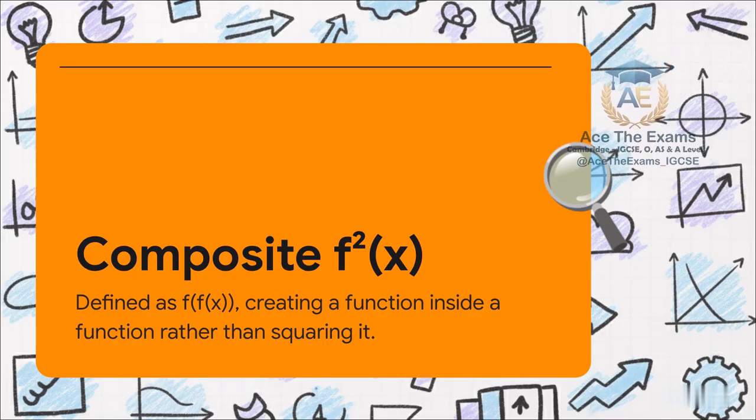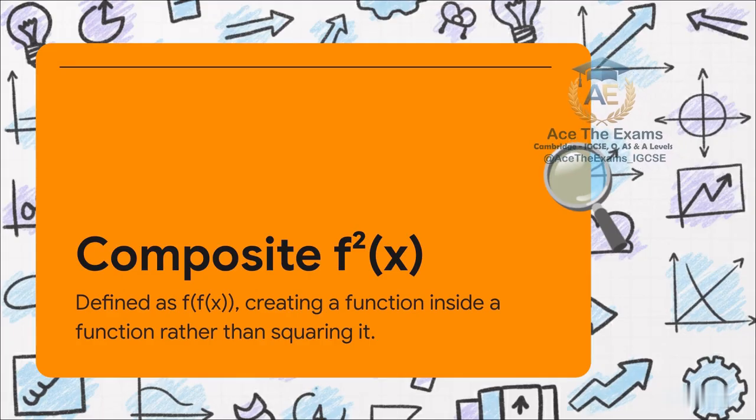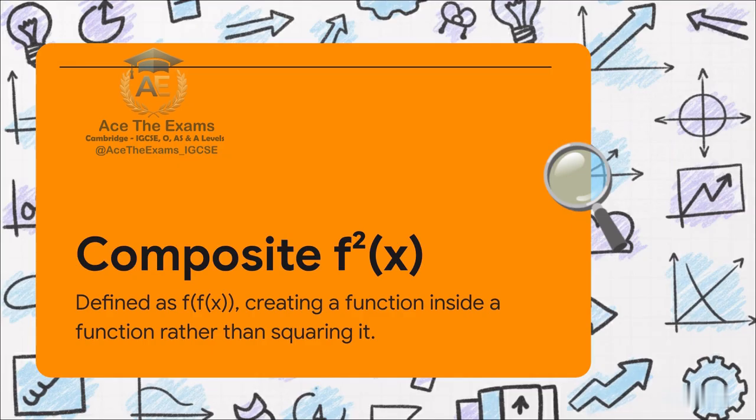Let's use a classic syllabus example. f of x equals 2e to the power of x. If you were asked to find f squared of x, our panicked student Sam usually writes 4e to the power of 2x. Sam just took the whole expression and squared it. That is a fatal error, and the examiner instantly stops giving marks.